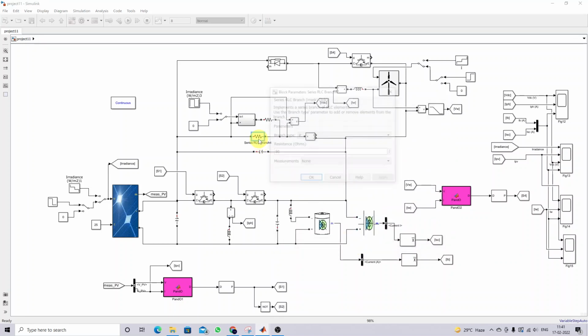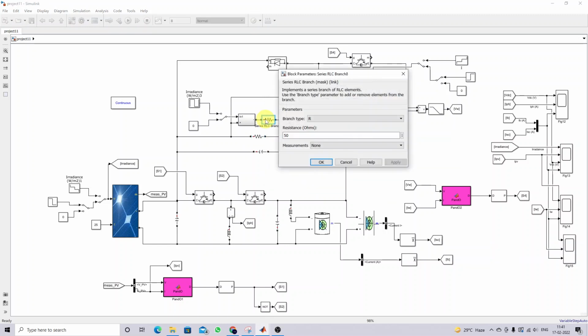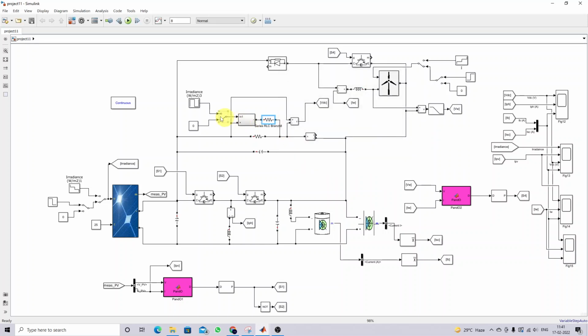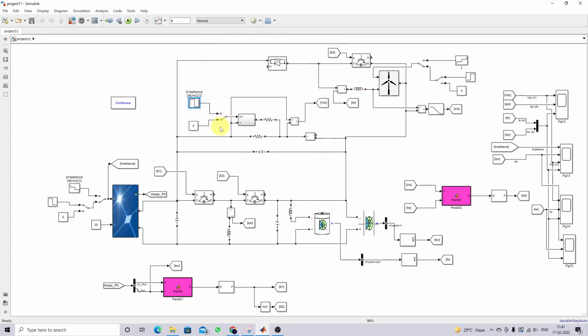Okay, this is the load. Here I considered 50, and also we have another load of 50. This is going to be added based upon our command signal. Here we have given some command signal. Initially it will be off from 0 to 2, from 2 to 4 it is going to be connected with the system, from 4 to 6 it is going to be disconnected from the system, and after 6 it is going to be connected with the system. So we can add this load to the system based upon this logic.